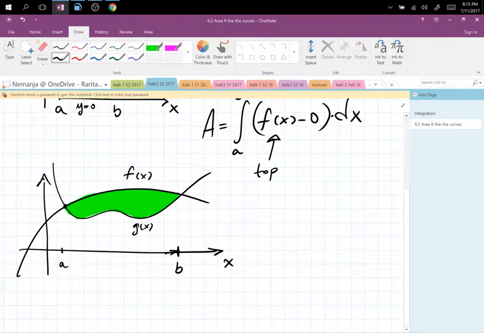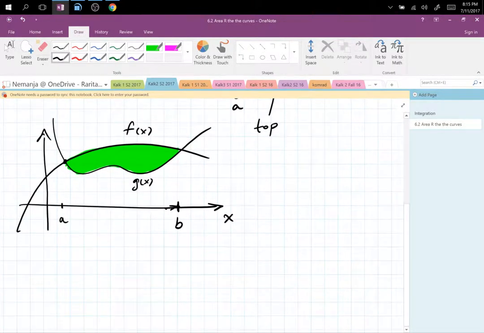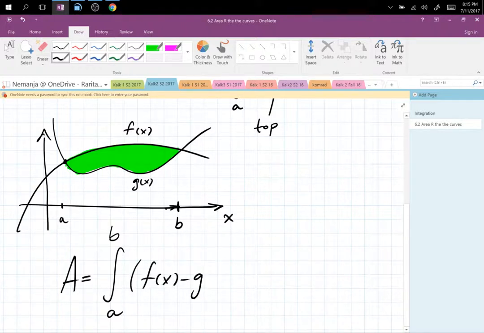So I would say, looking at this minus 0 here, that it should be the common sense to say that the area between two curves is integral a to b of f of x minus g of x times dx.